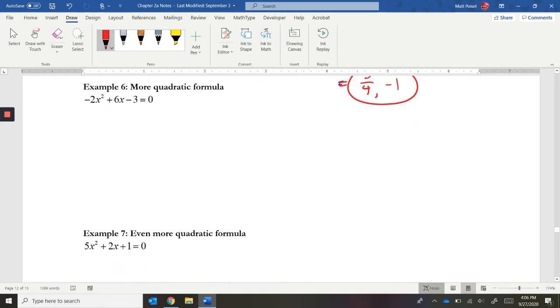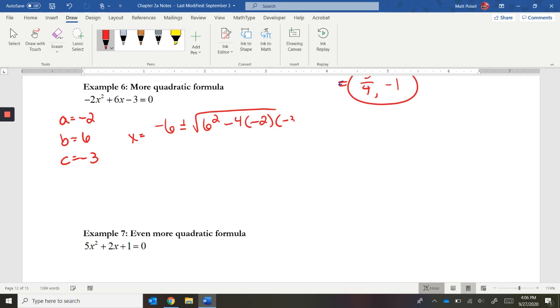The only thing that's different, it looks like we have a couple more negatives thrown in here. It's already set equal to 0. So there's a, b, and c. Plug it in. Negative b plus or minus the square root of b squared minus 4 times a times c all over 2a. Let's see, negative 6 plus or minus.